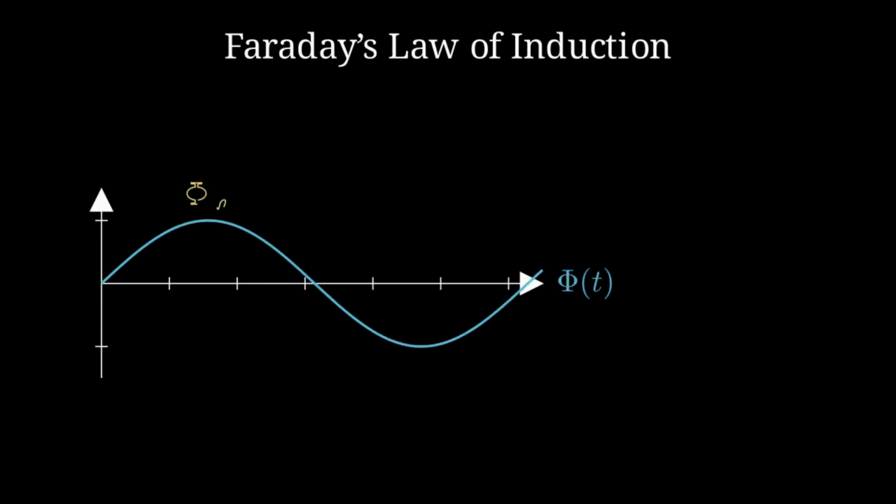When an alternating voltage is applied to the primary coil, it creates a varying magnetic flux. This changing flux induces an electromotive force, or EMF, in both the primary and secondary windings.